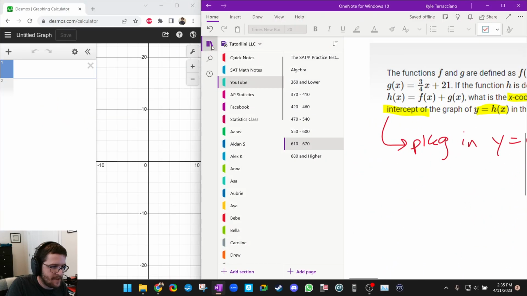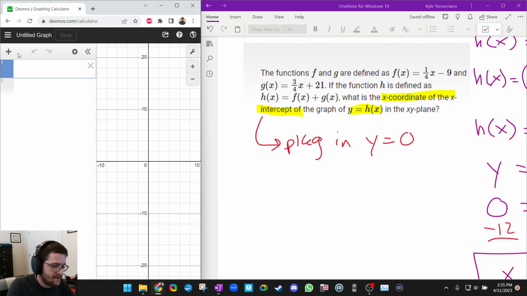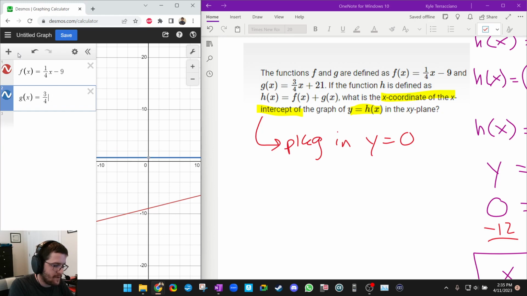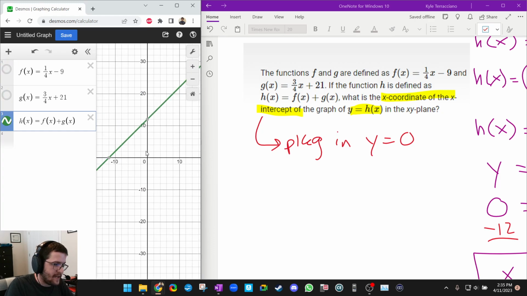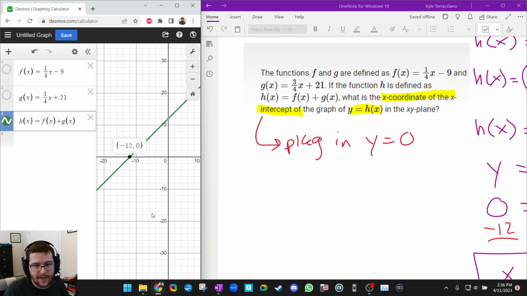Desmos is really helpful on this one. Watch what I do. So f of x equals 1/4 x minus 9. G of x equals 3/4 x plus 21. And h of x equals f of x plus g of x. And just unhighlight those first two. And it wants you to find the x-intercept, so you just click on it, and it tells you negative 12. So I just did that in like pretty much 20 seconds. Don't be afraid to use Desmos for any graphs question.